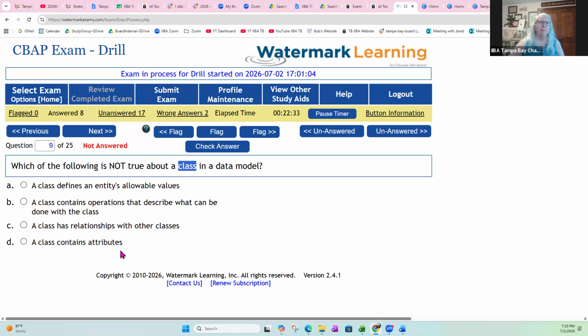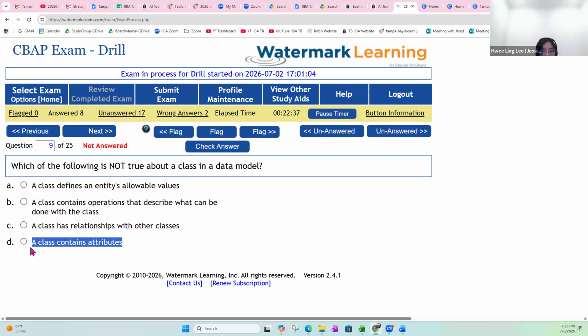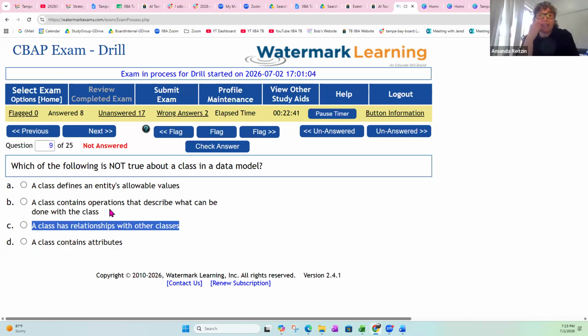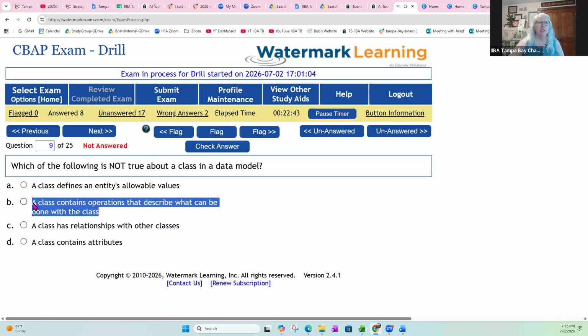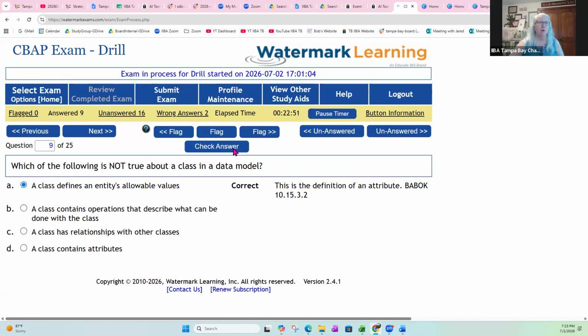Okay, so let's start at the bottom. Does it contain attributes? Yes. Does it show relationships? Yes. Does it contain operations that describe what can be done with that class? Yes. Does it define the entity's allowable values? That is not what a class diagram does. That's an attribute, but that's not in a class diagram.